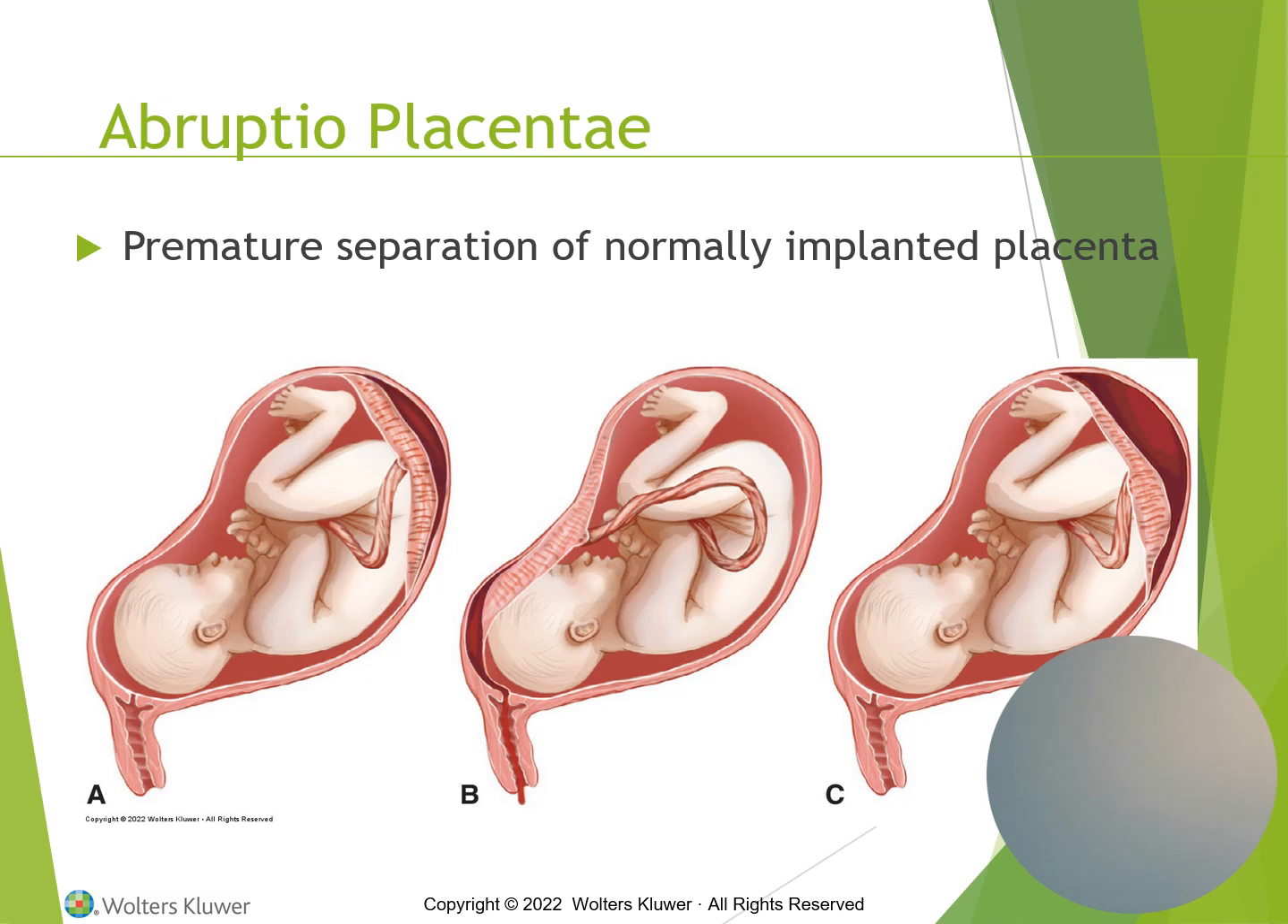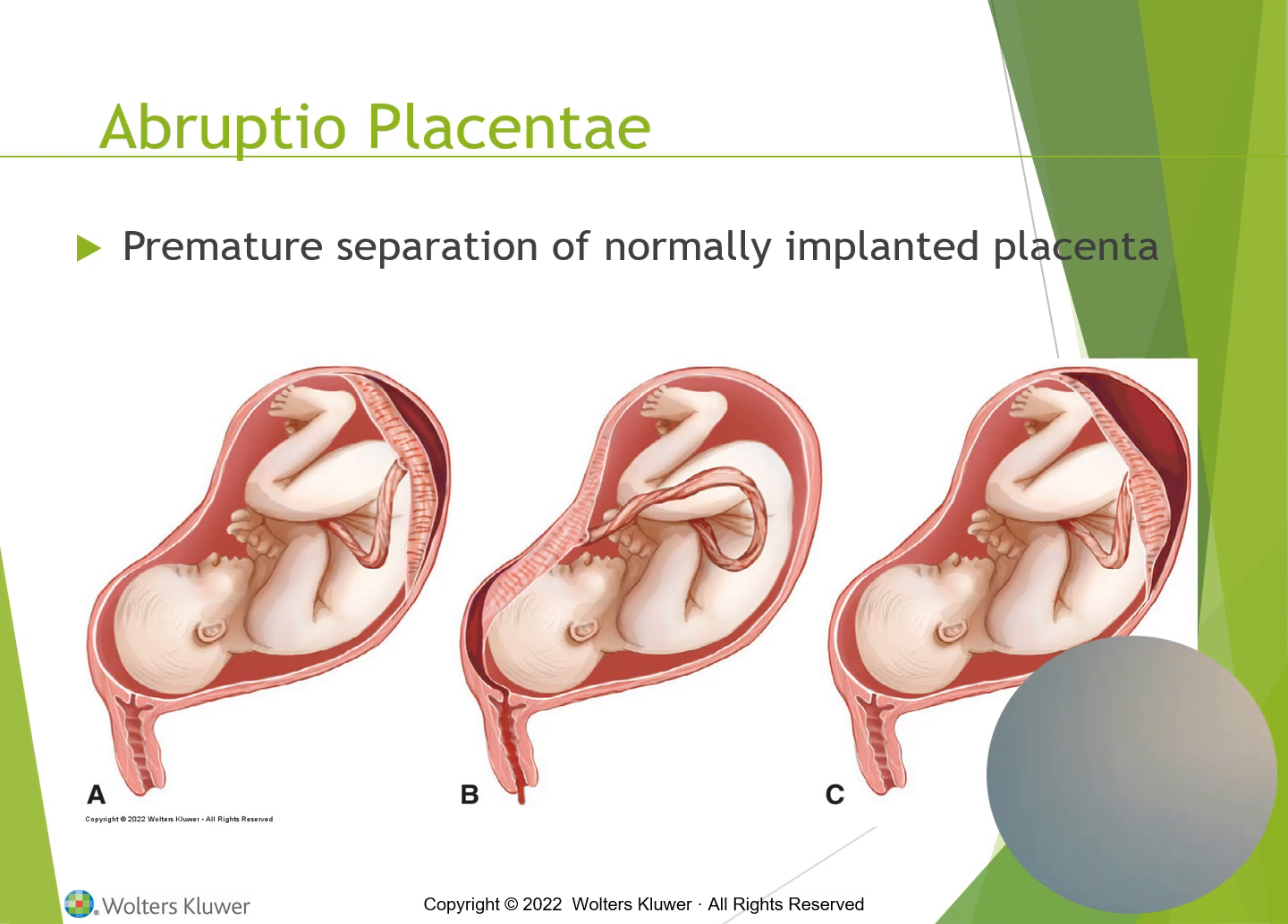So mom experiences pain. She may have dark red vaginal bleeding. She may not have bleeding if it's hidden. She can have a rigid board-like abdomen, hypertonic labor, fetal distress. An ultrasound may or may not help with diagnosis.